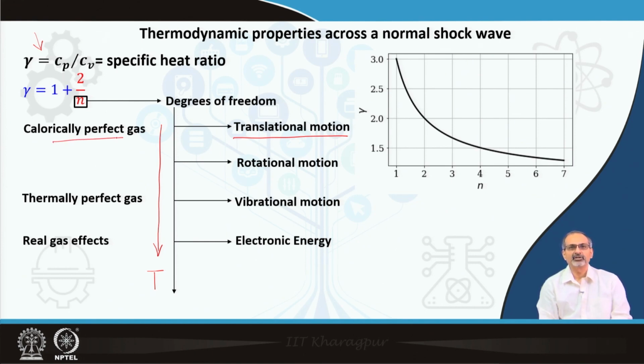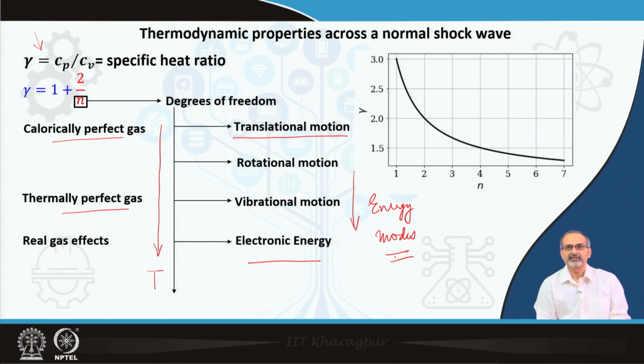Then the rotational motion sets in. We still continue to have that behavior, but then with rise in temperature it becomes thermally perfect gas, where the vibrational motion sets in, and then the Cp, Cv start varying and they depend on the temperature of the gas. At still higher temperatures, generally of the order of few thousand kelvins, the electronic energy modes also get excited. So, these are the different energy modes which are gradually getting excited with rise in temperature, and then we start seeing the real gas effects.